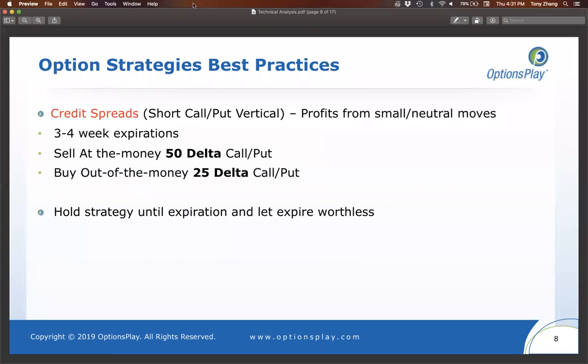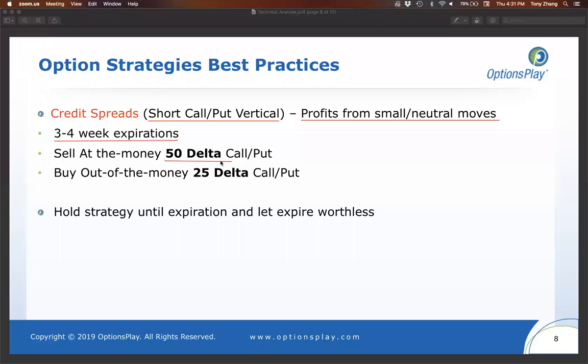The third strategy we're going to cover here today is selling credit spreads. This is for when you expect a small or neutral move in an underlying stock. So otherwise also known as a short call or put vertical. Now, with credit spreads, because you're selling options, you want to sell relatively short dated options. So 3 to 4 weeks out is usually a good starting point. You always want to sell an at the money call or a put to start with. So about a 50 delta call or a put to sell. That's the neutral piece of this strategy.